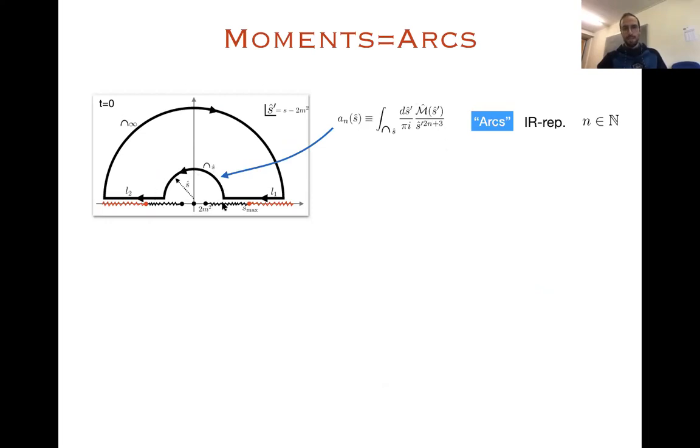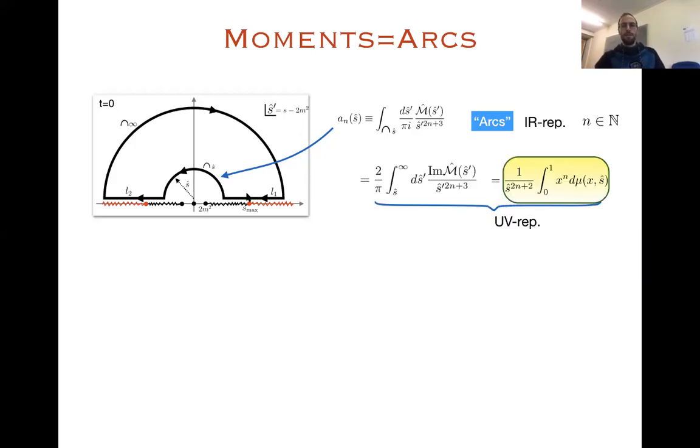But let me stress that this is, again, calculable in the infrared. Some quantity is going to depend on your Wilson coefficients. So it's an infrared representation of a physical quantity. Now, you can deform the contour integral and write it in terms of a UV representation. Like before, except that now the integration goes from S hat to infinity, where S hat is the radius of this arc.